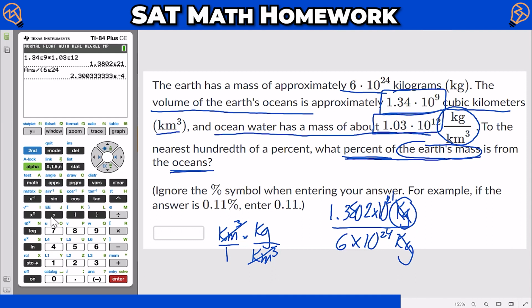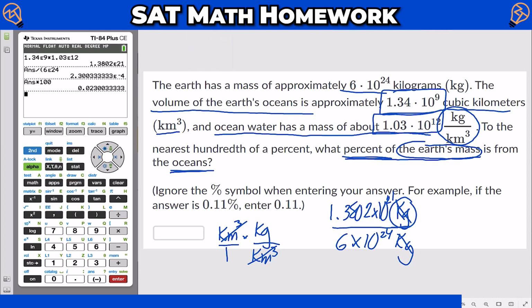Well, remember, anytime you're turning a decimal to a percent, you do times 100. And so that's a very small percent. It might seem a little bit strange because of the fact that it's so tiny, but it does make sense because the Earth is massive, right? So if we're talking about what percent the oceans make up of the mass of the Earth, it's going to be a small percent.